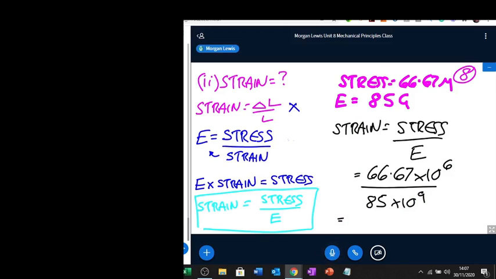So if you put that in there, 66.67 to the power 6, divide that by 85 to the 9. That gives you a number. Press ENG, because I don't want 10 to the minus 4. Press ENG, and it should do like Williams got. There we are. Now if you press ENG on your calculator, you should get 784, we leave it at that, times 10 to the minus 6. No units.